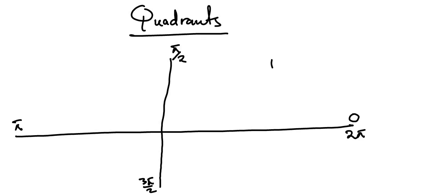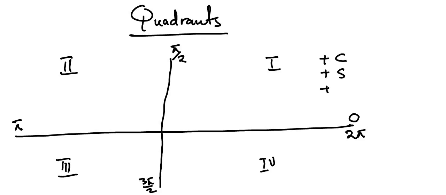So this is called the first quadrant. This is your second quadrant. This is the third quadrant. And this is your fourth quadrant, right? That's what you have. So all the trig ratios here are positive. I'll just show them positive. So you have the cos, you have the sine, you have the tan.